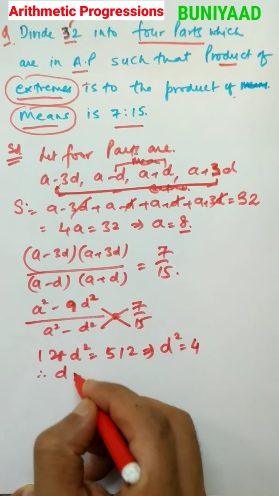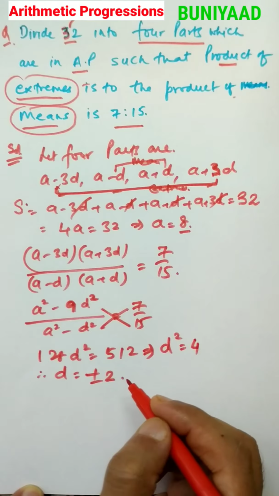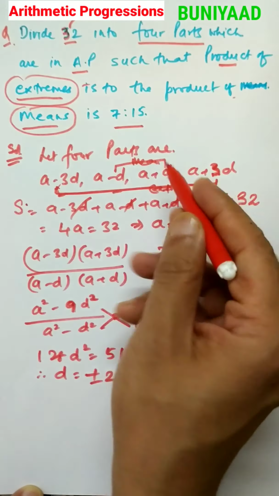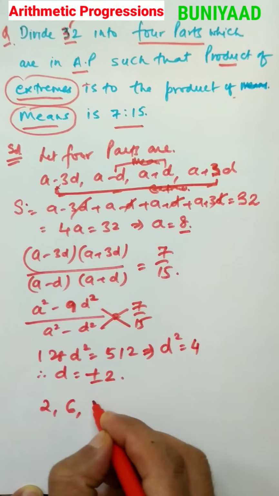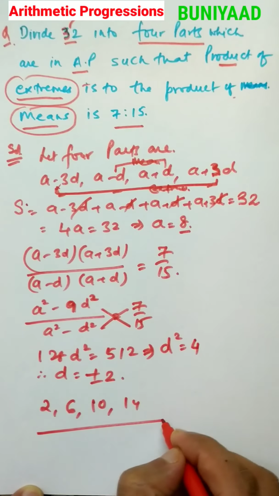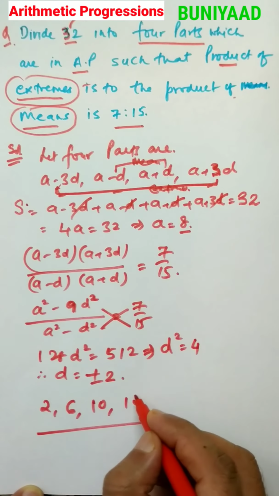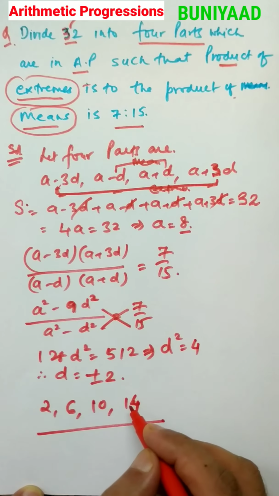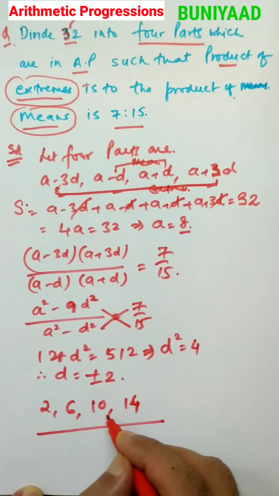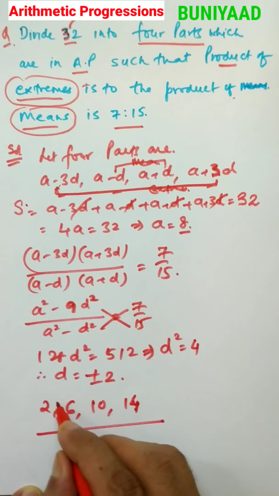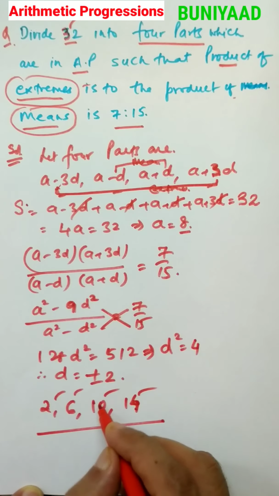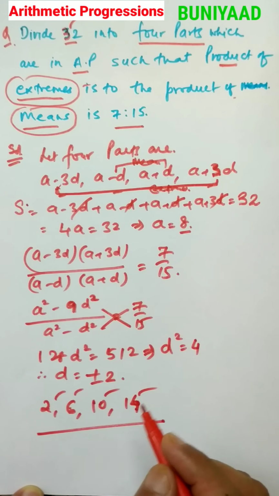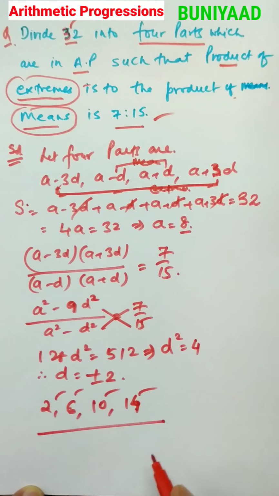So in that case your d will be plus minus 2. On putting the values of d here, you can put plus minus both. So the answer will be 2, 6, 10 and 14. You can check it out also. These are the 4 terms. You can even check: 14 into 2 is 28, 10 into 6 is 60. So 28 upon 60, the ratio is 7:15. Means your answer is right.